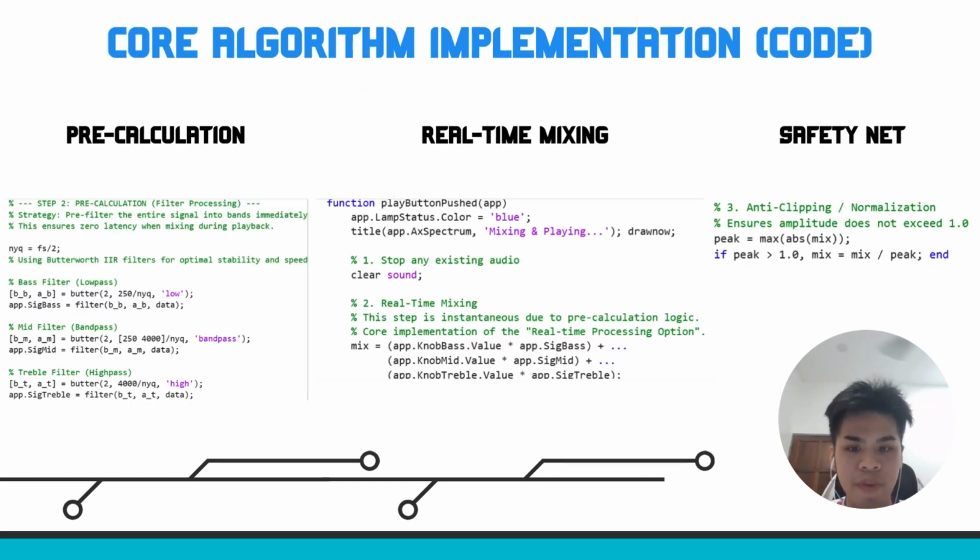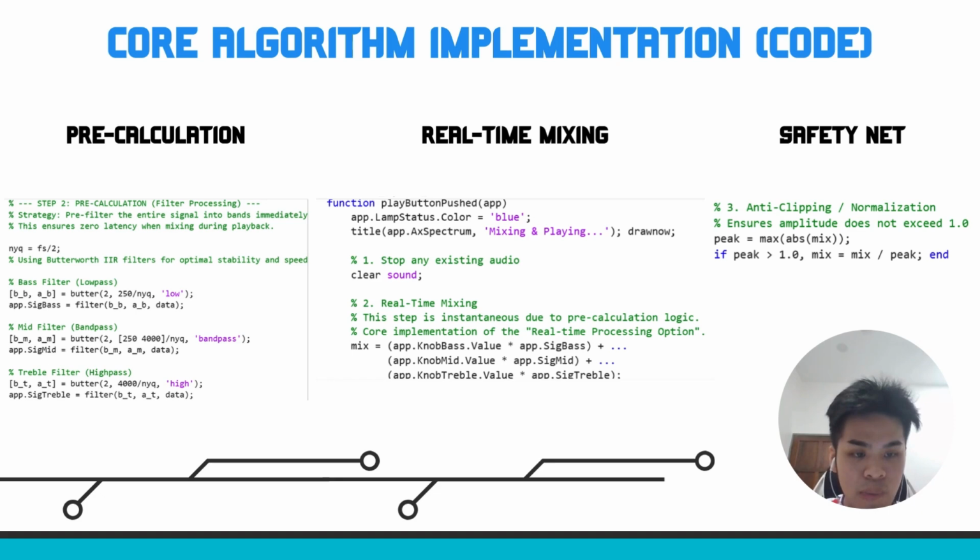Okay, so now I will explain the core algorithm implementation. I only choose the most important parts of my code. The first one is the pre-calculation, which is what I explained just now. We use the compute-once, mix-many algorithm. And the second part is the real-time mixing. So the formula, as you can see, is the formula I showed just now.